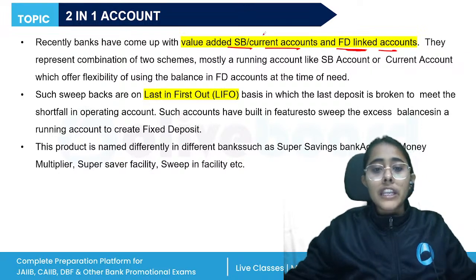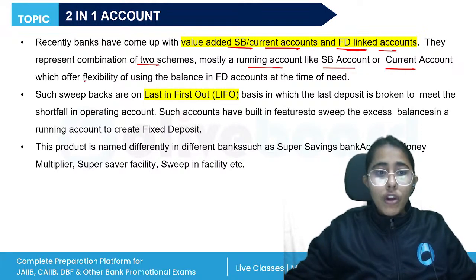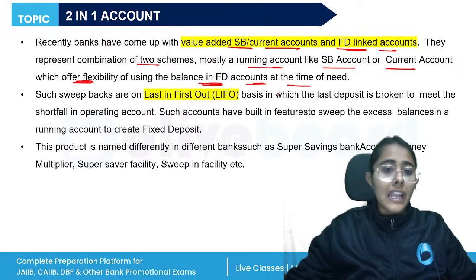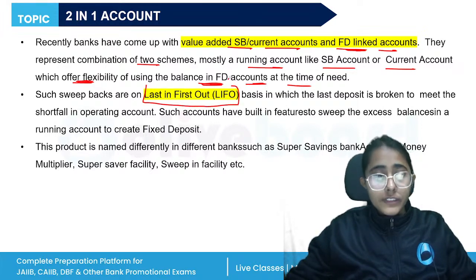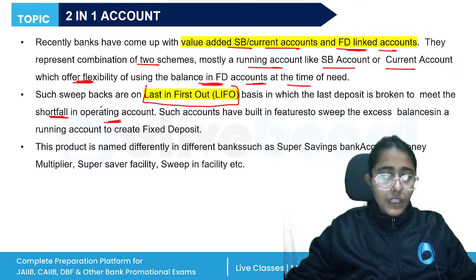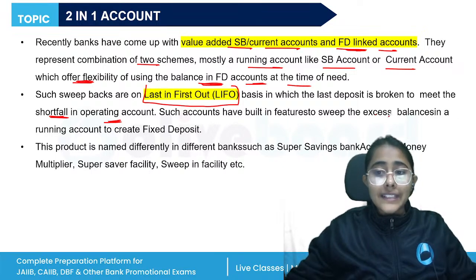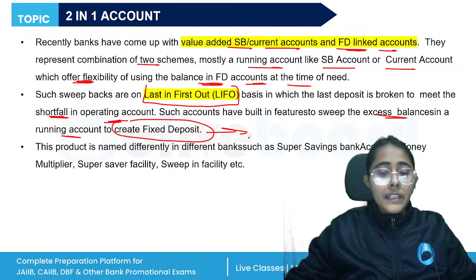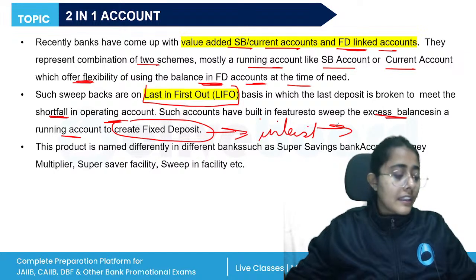So these deposits are linked with our fixed deposit. They represent a combination of two schemes, mostly running account like SB or current account, which offer flexibility of using the balance in the fixed deposit account at the time of need. Such sweepbacks are known as the last in, first out. Basically, the last deposit is broken to meet the shortfall in the operating account. There's also a feature to sweep the excess balance in a running account to create a fixed deposit. So what is happening here? Interest will be earned on the deposit that is swept in the fixed deposit.